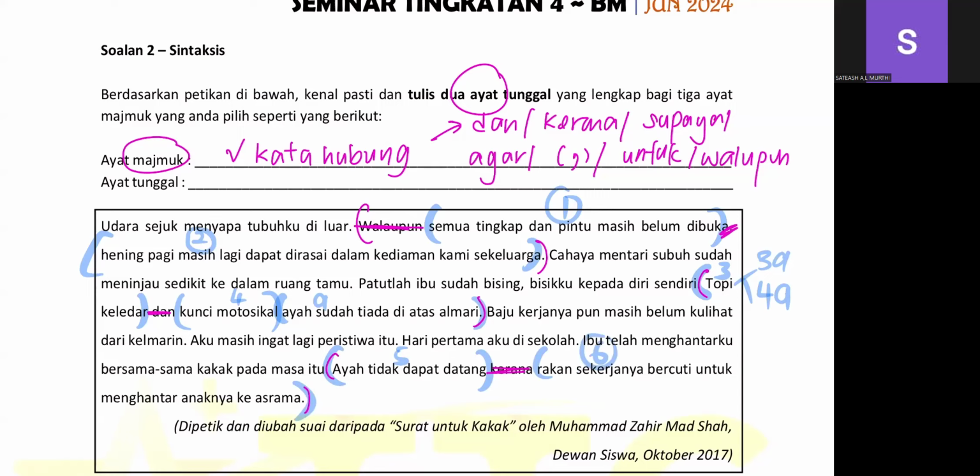Okay, untuk is also your kata hubung, but this untuk is explaining the rakan sekerjanya bercuti. So you don't cancel untuk, you just split at kerana. Because sometimes they can combine 2 to 3 sentences in your ayat majmuk, but you just split into 2 sentences only. Untuk is also kata hubung, but you just split into 2 sentences only.